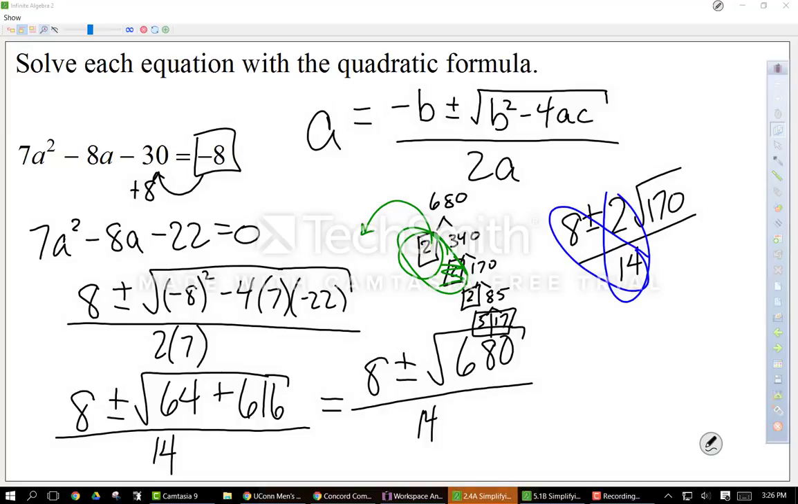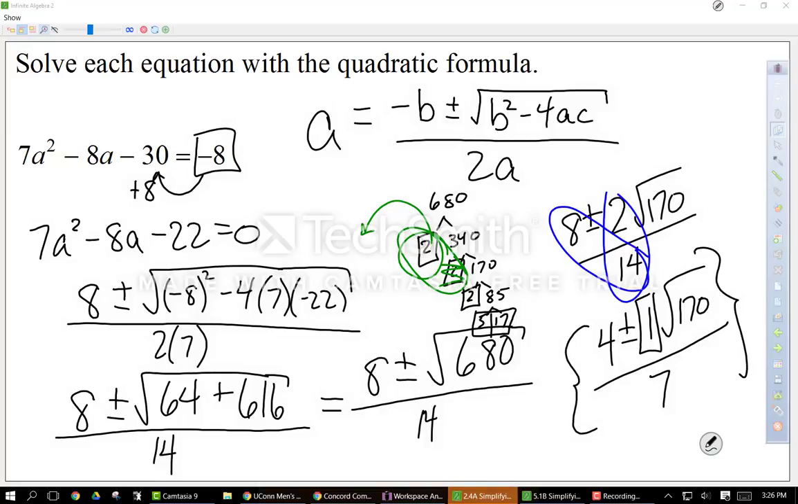If one of them wasn't able to be reduced by 2, guess what? I can't reduce them by 2. It has to be all of them. So I get 4 plus or minus 1 root 170 over 7. This 1 doesn't have to be there. It can if you wanted to. It's the same thing. So that's my answer in curly brackets. If you wanted to split it up and do the positive comma the negative, that's totally fine as well.